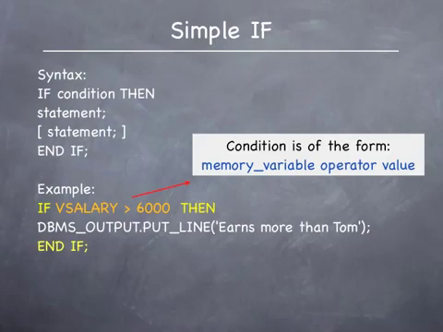Following the keyword THEN is the action that you wish to take, in this case, to display the string. More than one statement could have been written if necessary, where each statement would have had to be terminated with a semicolon. To close the IF is the END IF, and there's a semicolon after the word IF.